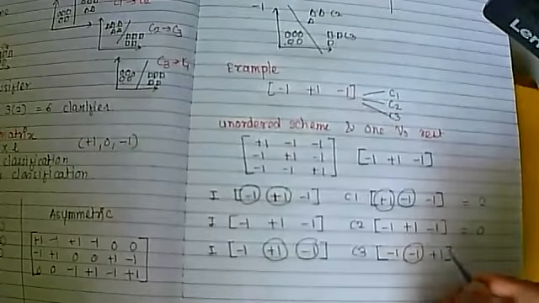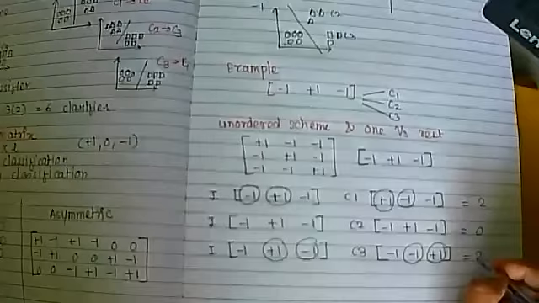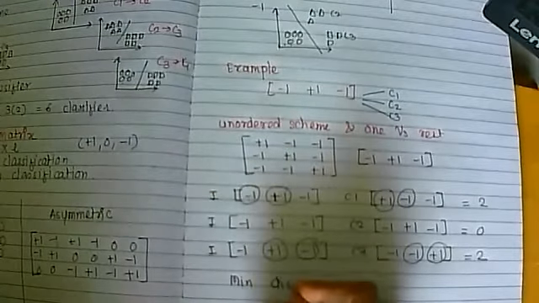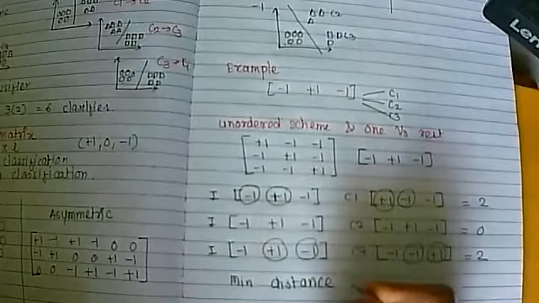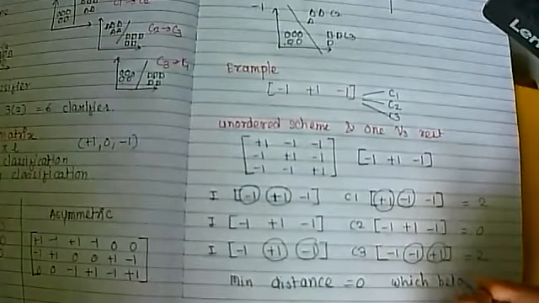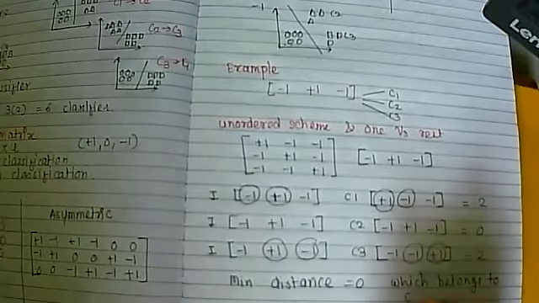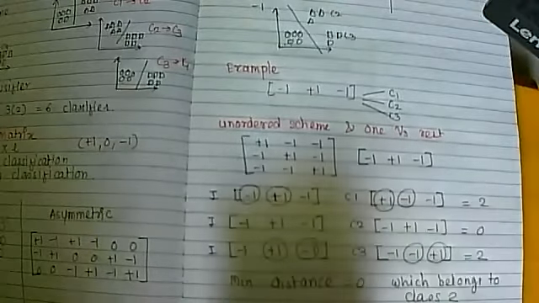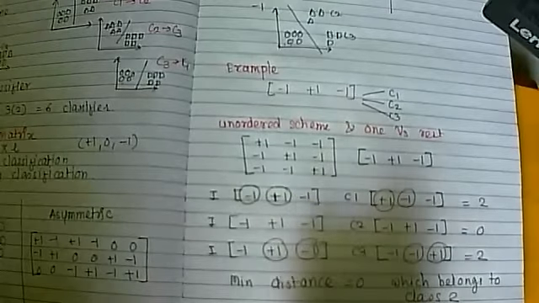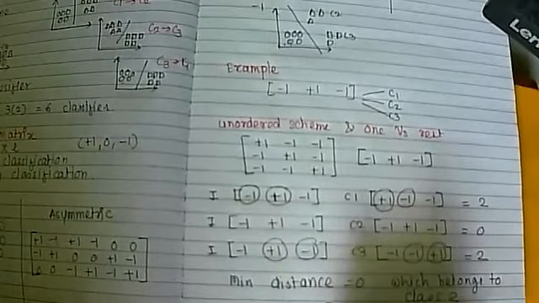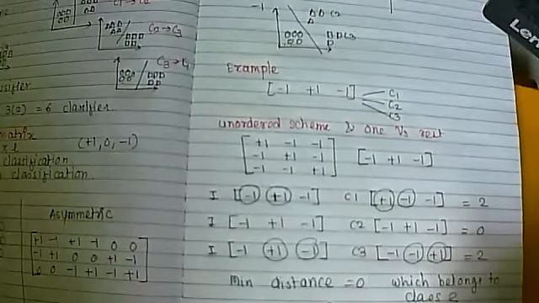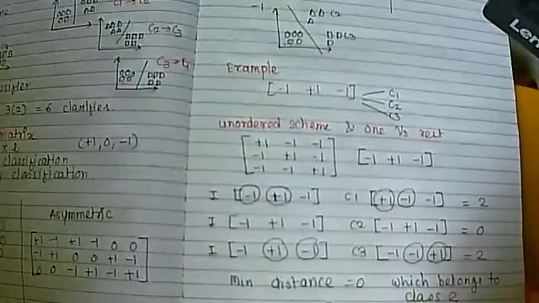-1 -1 +1. How many differences are there? 2. What is the minimum distance? The minimum distance is 0, which belongs to class 2. Therefore, instance -1 +1 -1 will go into class 2. किसमें जाएगा वो? Class 2 में जाएगा. ठीक है.